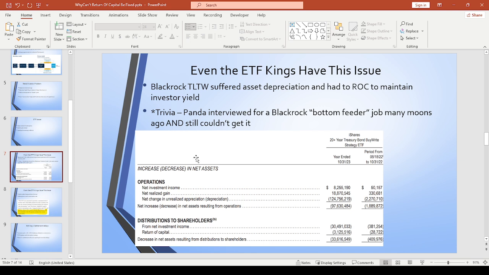And just as a trivia, I once interviewed with BlackRock for a bottom feeder job. So this is a low level analyst job way back when, and I still couldn't get it. Just shows you how stringent they are in terms of weeding out candidates to work for them.